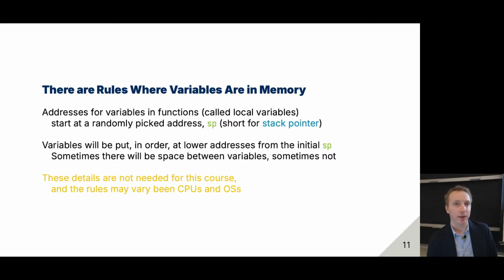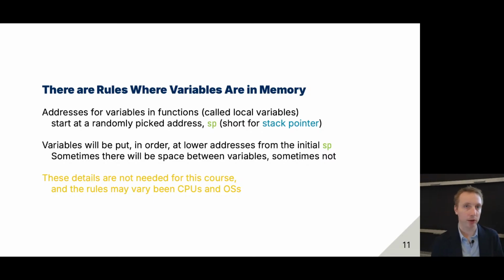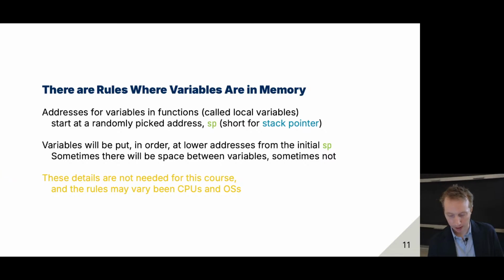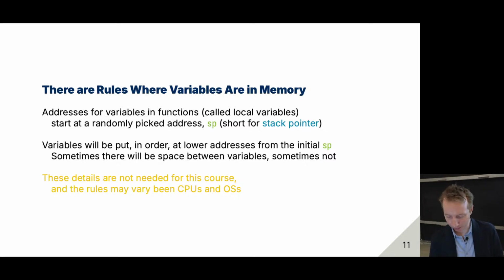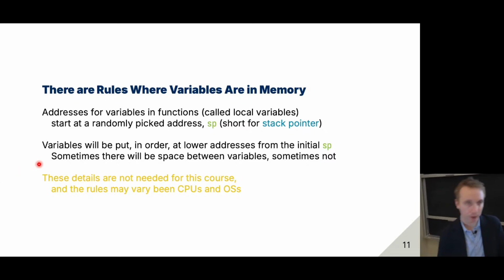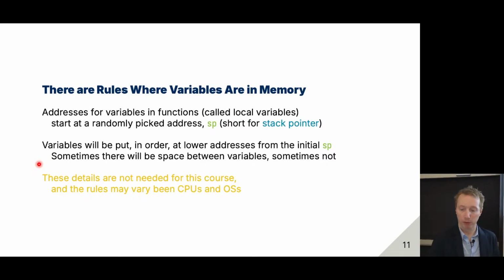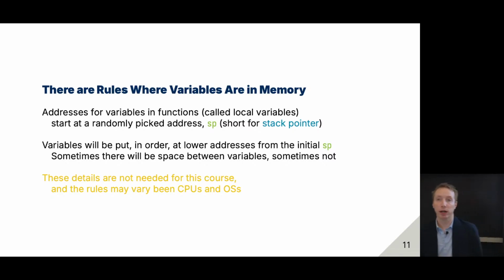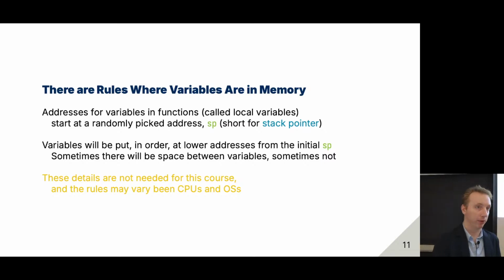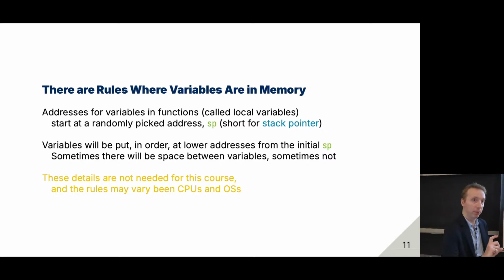So just know that it is just some random address where C is going to start using memory from. And it's random for security reasons, because otherwise you might be able to guess some addresses of stuff and things would be bad. So there are rules after you have that random SP for where the variables will be put in memory, and they're put in a certain order, at lower addresses from the initial stack pointer.